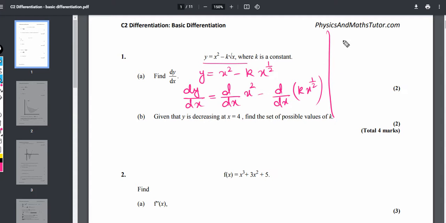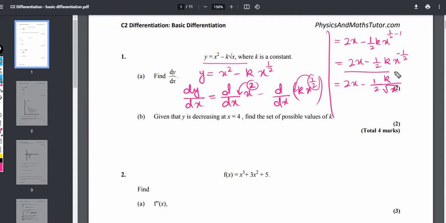Now the next step: this 2 in the exponent will come over here and we'll subtract 1 from the exponent, so it will become 2x. Minus, now this 1 over 2 will come over here and we have to subtract 1 from 1 over 2, so it will become minus 1 over 2 k x to the power of 1 over 2 minus 1. So it will be 2x minus 1 over 2 k to the power of minus 1 over 2. At the end we'll get the answer as 2x minus 1 over 2 times k over under root x. So this will be our final answer.